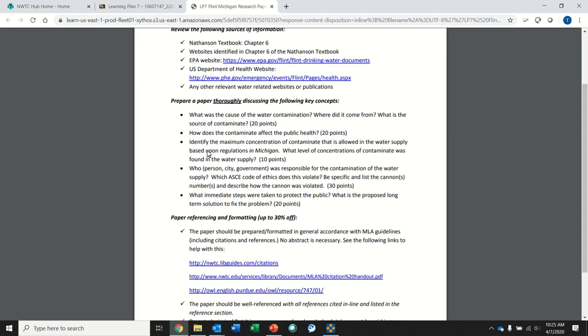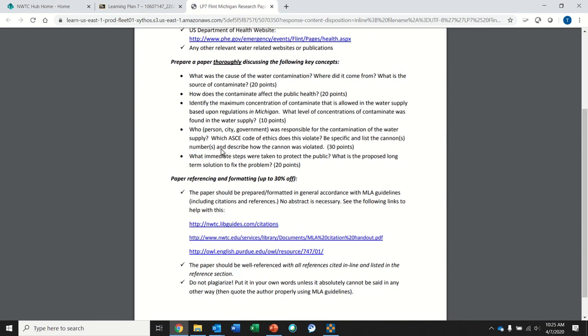with grammar, spelling, and proper referencing. What was the cause of the water contamination? Where did it come from? What is the source of the contaminant? How does the contaminant affect public health? Identify the maximum concentration of contaminant that is allowed in the water supply based on regulations in Michigan. What level of concentration of contaminant was found in the water supply? So basically, I want you to answer these questions in your paper.